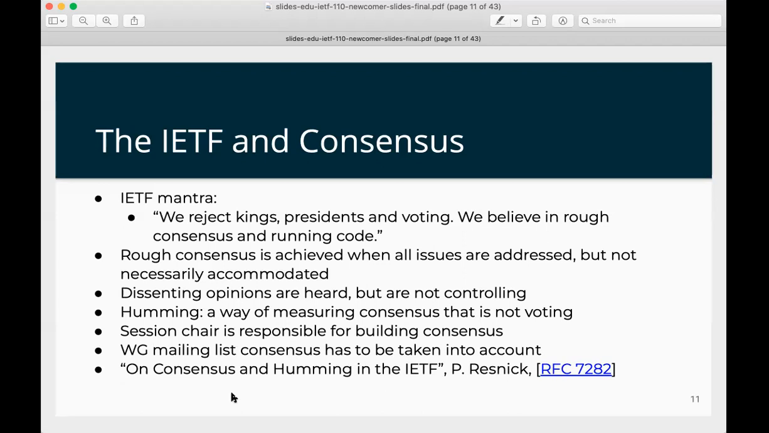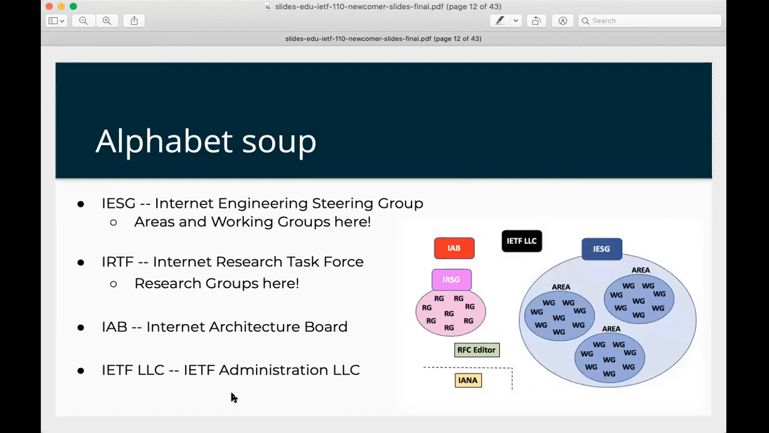And finally, face-to-face meetings or virtual meetings as we have them are ways to move work forward more quickly, but the bottom line is all consensus is measured on the working group mailing list. So you need to go to the working group mailing list to actually determine consensus. In true IETF style, there's a whole RFC written about humming and consensus, and that's RFC 7282. All right, so this is a little bit of a colorful chart that talks a little bit about the various parts of the organization.